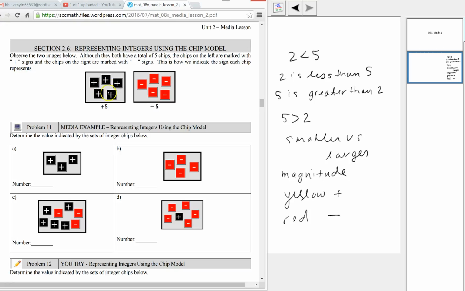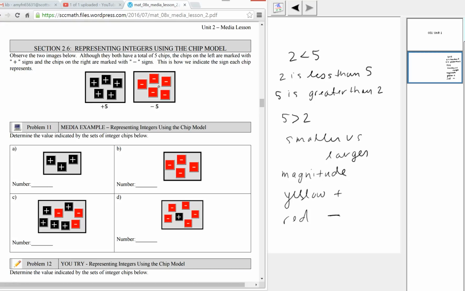So you probably aren't shocked. To represent positive 5, we'd have 5 positive chips, negative 5, we'd have 5 negative chips. Okay, so here again, they're going to start to visualize. Notice the magnitude of these numbers, meaning the number of chips is the same, but this is representing a different value based on the fact that they're negative chips.